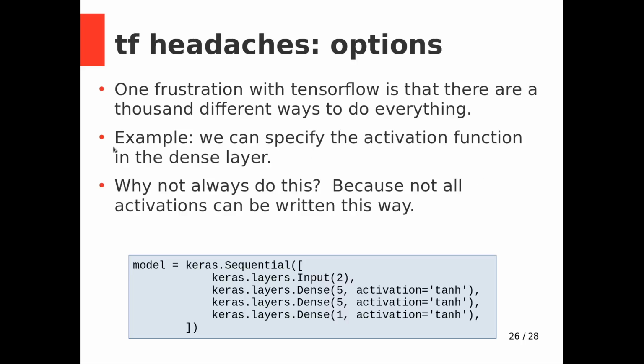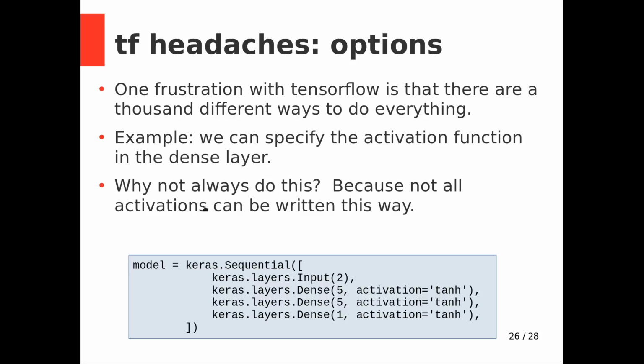All right, some TensorFlow headaches. One of them is that, again, Google maybe doesn't invest in really good API design as much as we might want them to do. One frustration is that there are a bunch of different ways to do everything. If you look up tutorials, every tutorial will find some different clever way to do the thing you want to do. It becomes frustrating. Building our model is a basic example of this.